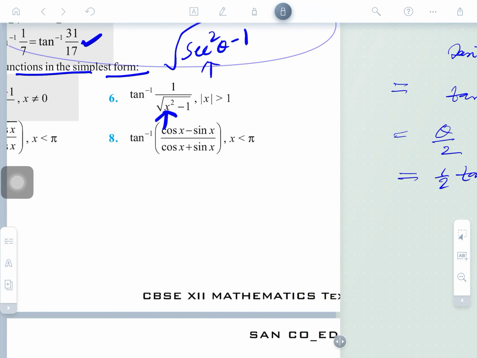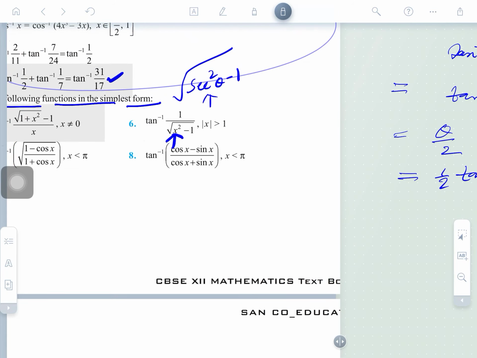I am telling the question number 8. How is question number 8 to be done? So what is question number 8 saying?